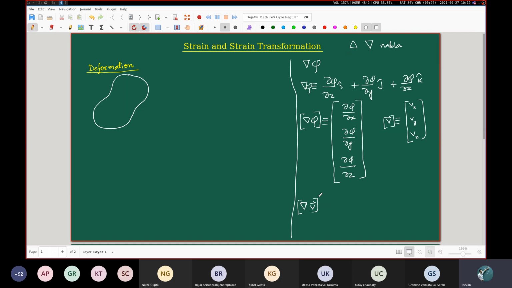So we were going to discuss the expansion of this in the matrix representation. Let's do that. The gradient of this v vector in the matrix representation: this is del Vx del x, del Vx del y, del Vx del z. This is the first row. The second row is, I guess all of you can now figure out what this is.